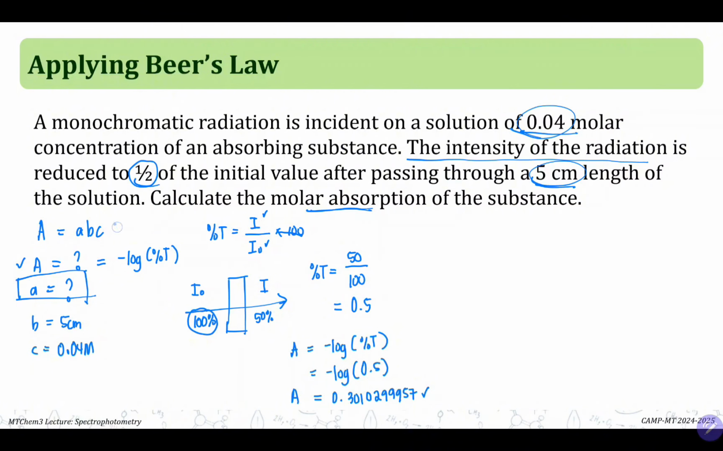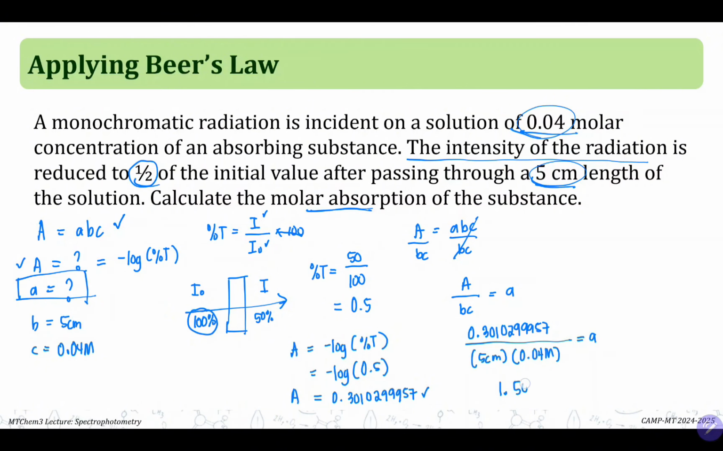So you can now go back to your general formula of A = abc. Deriving your equation, you would get a, capital A, divided by bc is equal to small a. And your absorbance is 0.3010299957 divided by your path length, which is 5 cm, multiplied with your concentration of solution, 0.04 M, equals a. Your answer now here on the calculator would be 1.505 cm^-1 M^-1. So this is now your answer for this sample problem. Gets po ba?